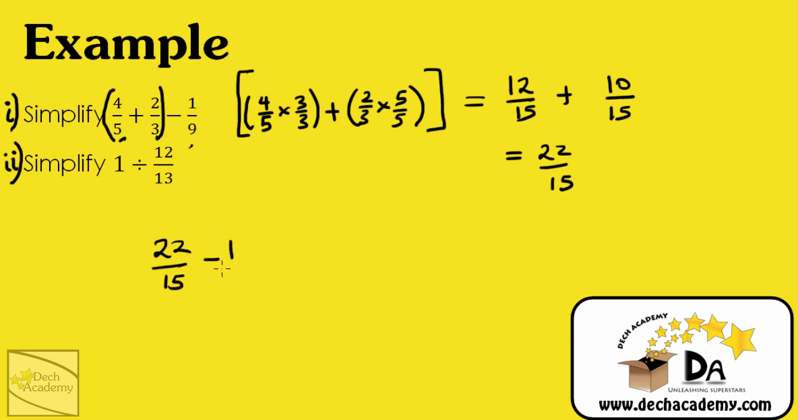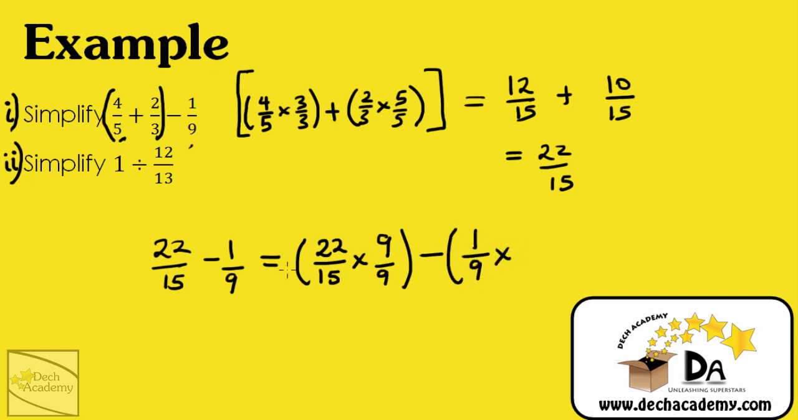minus 1 over 9. So we have two fractions with different denominators. So I'm going to reduce it to a problem involving fractions with the same denominator. To do that, you take the first fraction and multiply through by the denominator of the second fraction, minus the second fraction multiplied through by the denominator of the first fraction. And this gives, well, 22 times 9, you can do that on a calculator, is 198. 15 times 9 is 135. So that's this first multiplication problem solved. Then minus 1 times 15, which is 15, divided by 9 times 15, which is 135.